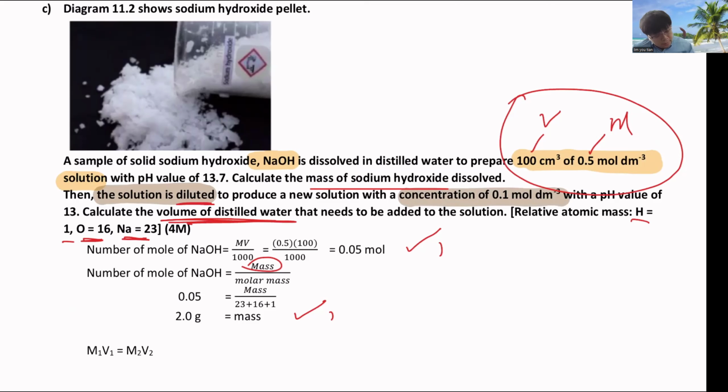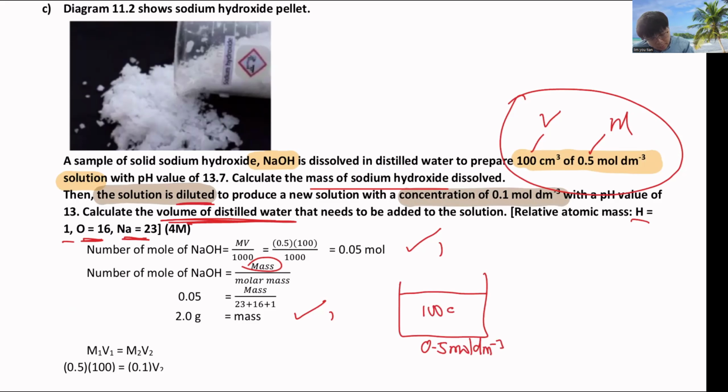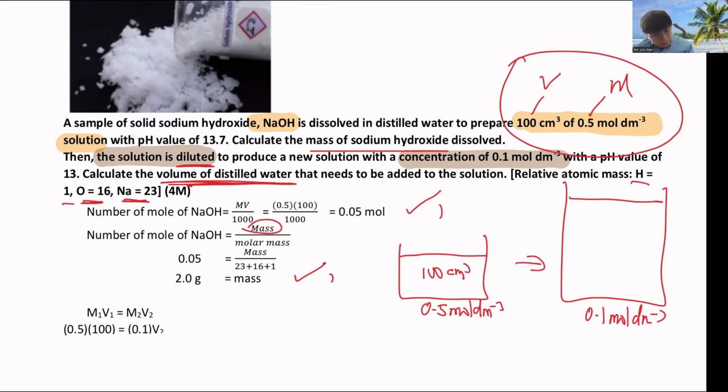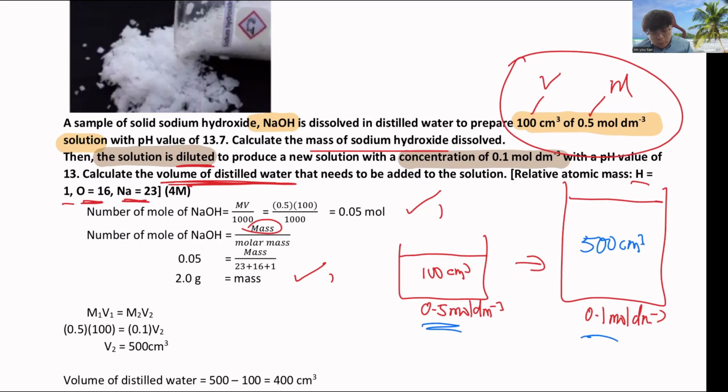So in this case, my original is 0.5 mole per dm³, 100 cm³. Then I further dilute it to be 0.1 mole per dm³. So you are required to find out how much water. At the end, you're able to calculate it becomes 500 cm³ because it's diluted 5 times. So it becomes 500, which means you have to add 400 water inside.